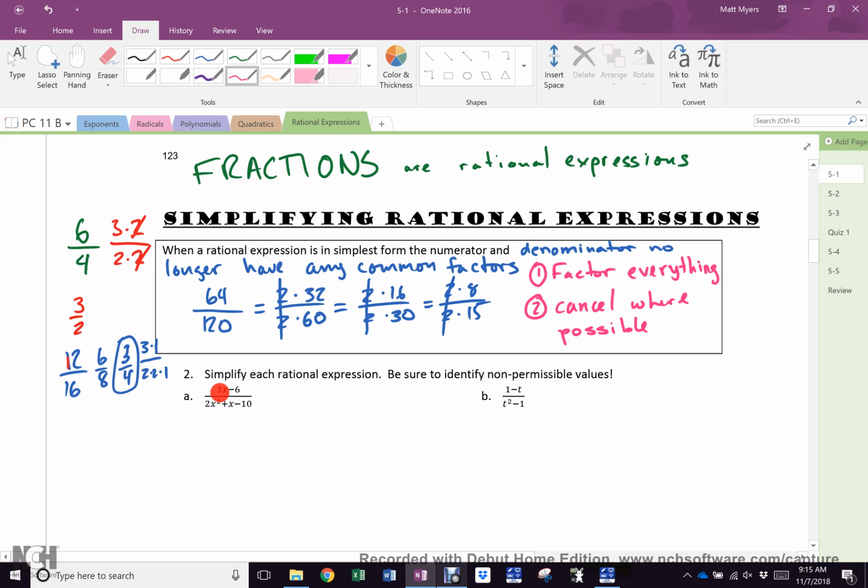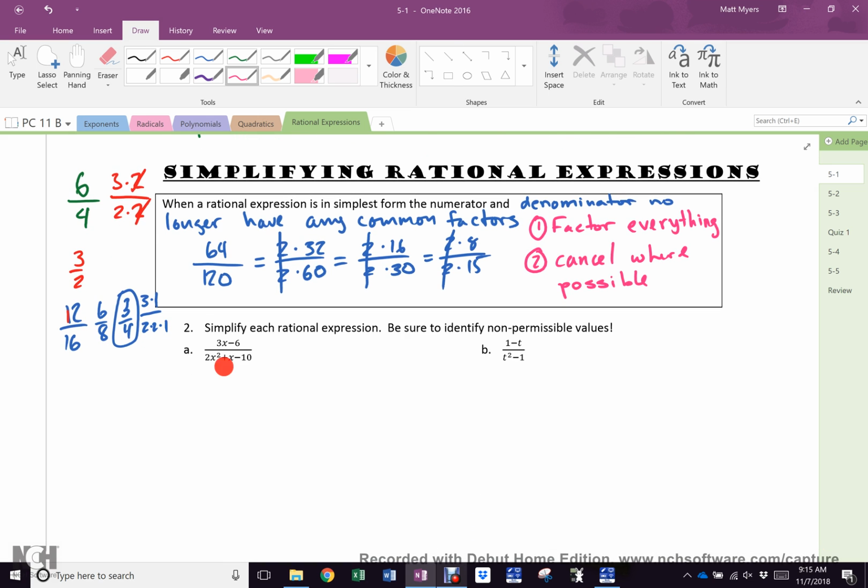Now, let's have a look at this first one. Notice the instructions. Read them to me. Simplify each rational expression. Be sure to identify non-permissible values. That means how much math do I have to do? I've got to cover two things, don't I? Now, if I'm going to simplify, I've got to factor everything, right? Once I have factored everything, it makes it real easy to check for non-permissible values, yes?